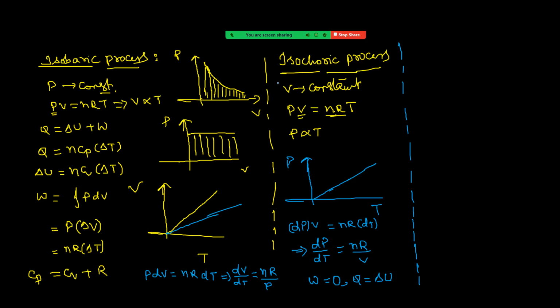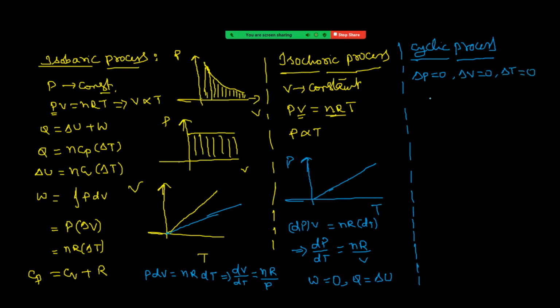Okay, now focus. It is a cyclic process. See the meaning of cyclic process. Cyclic means initial state and final state both are same. That means what we can say is delta P is 0, delta V is 0, delta T is 0.